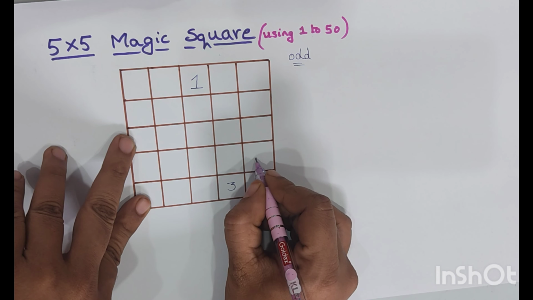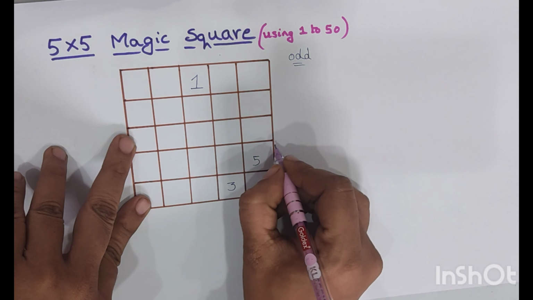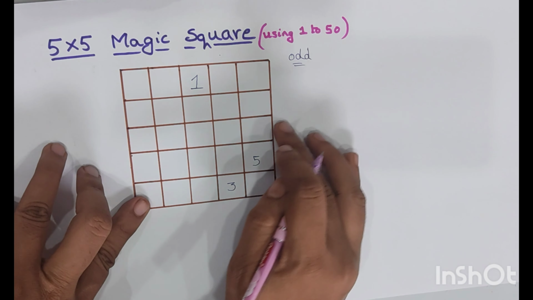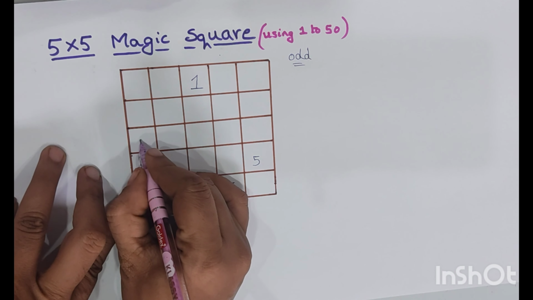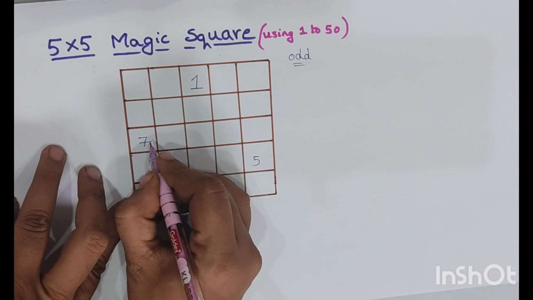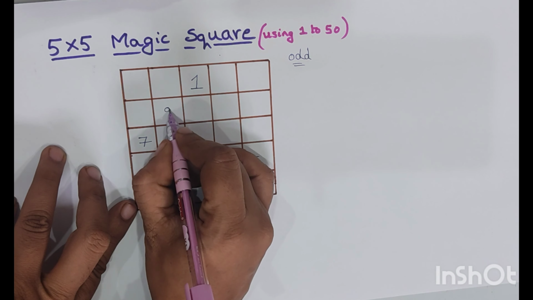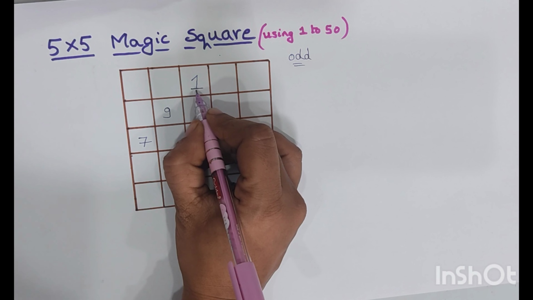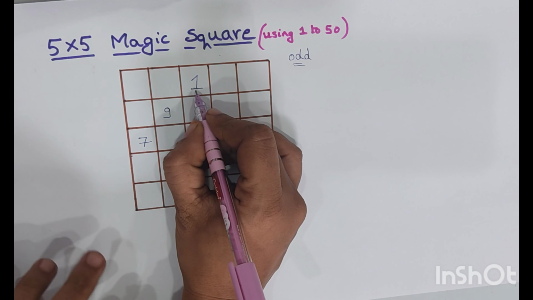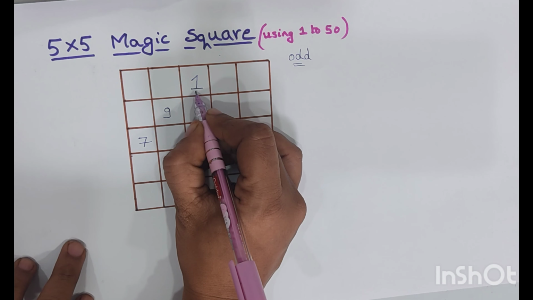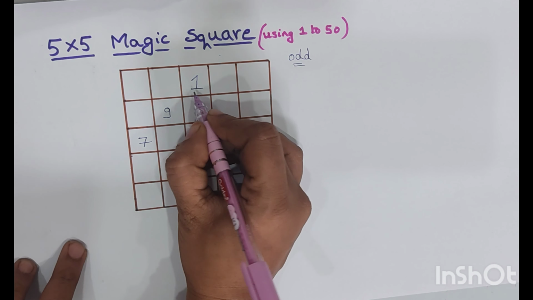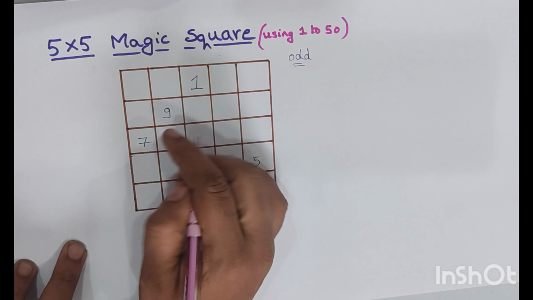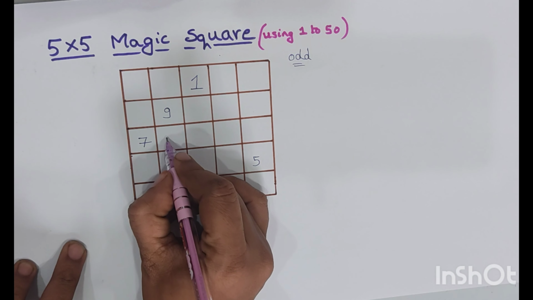Okay, then for 3 the diagonal box we have to write the 5, and for the next diagonal position there is no box, and downside also there is no box. Then we will write the next number 7 in the extreme left position. For 7 we write the next number 9 in the diagonal position, but for 9 there is no empty diagonal box. Then we write the next odd number just down to the 9.